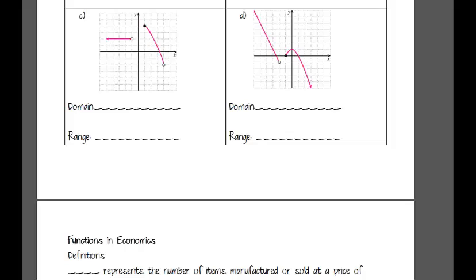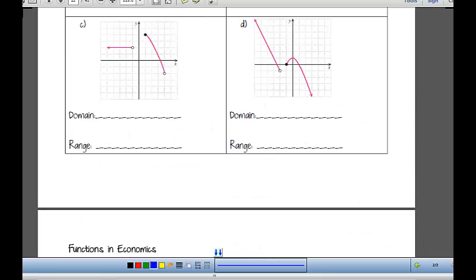Okay. We've got C and D. Take a look at those. Well, let's do C together, and then we'll do D. I'll let you do D. Okay. What about the domain for C? Very good. Not included. Excellent. The open circle says it's not included. 1, 2, 4. Very good. And the 4, again, is not included.